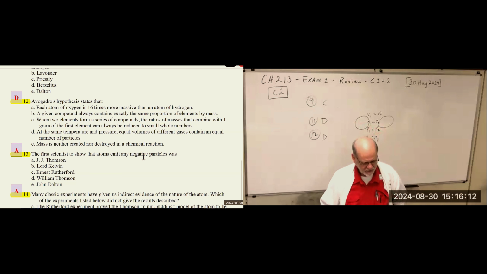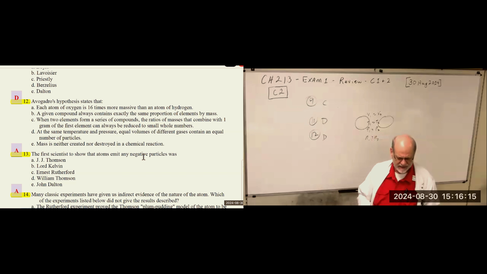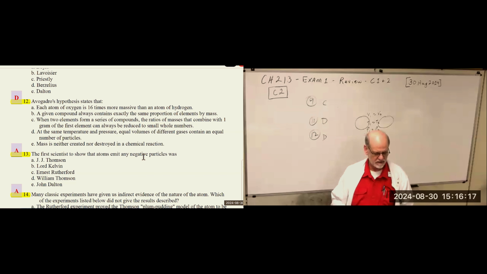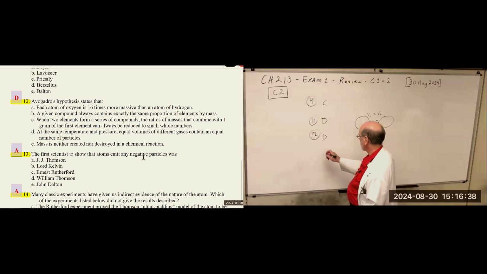All right, 13. The first scientist to show that atoms emit any negative particles was. Remember that one? He used a cathode ray tube. He determined the ratio of charge to mass for the electron. J.J. Thomson. J.J. Thomson did that work. That's 13A.